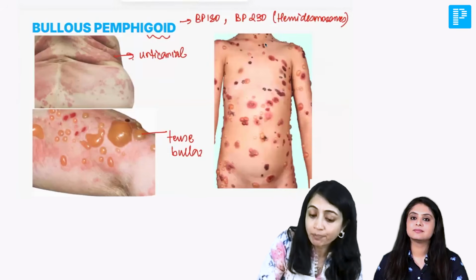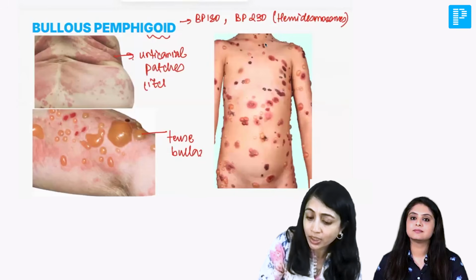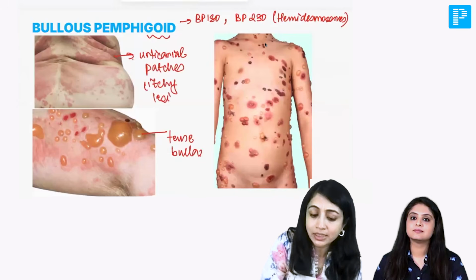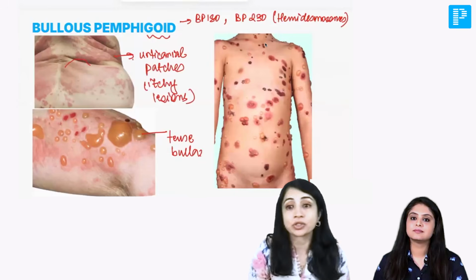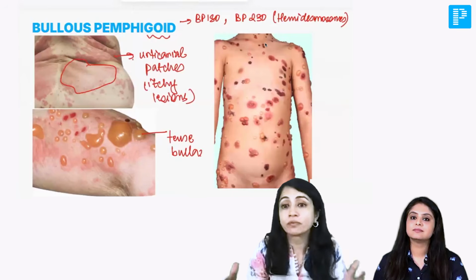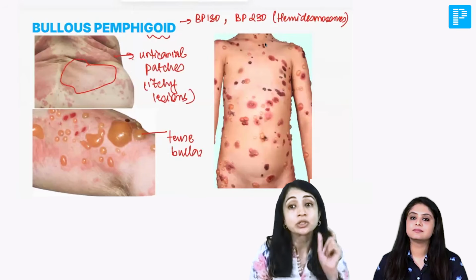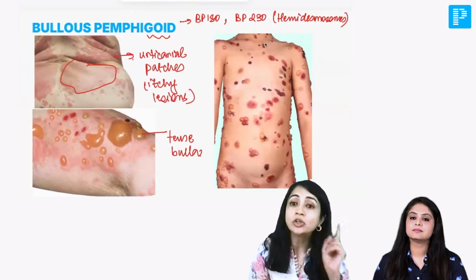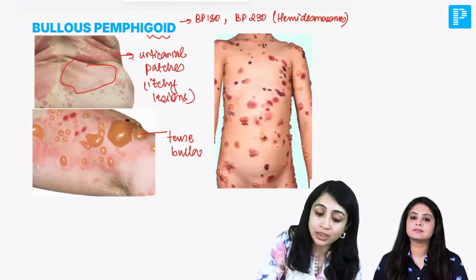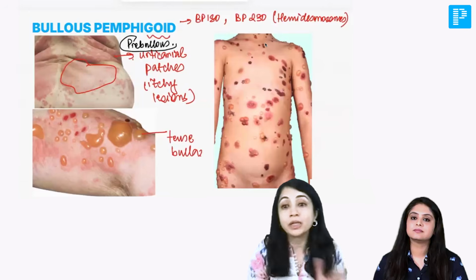So typically a patient comes to you with itchy lesions on the body, and when you examine, you see these large urticarial patches. A lot of times you confuse it with urticaria and give anti-allergics to the patient. But when the patient is not responding, then you think that probably it is the pre-bullous stage of bullous pemphigoid. So bullous pemphigoid has a pre-bullous stage.